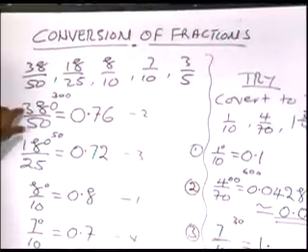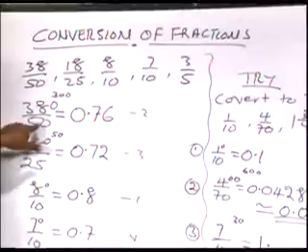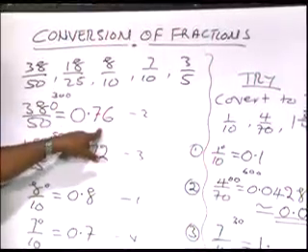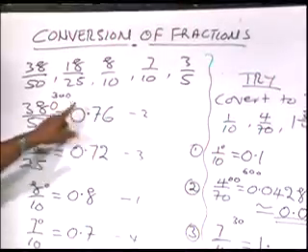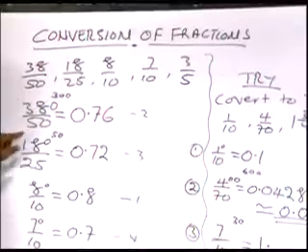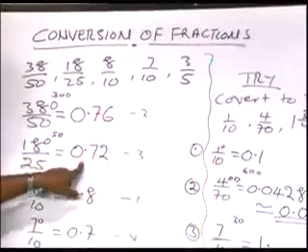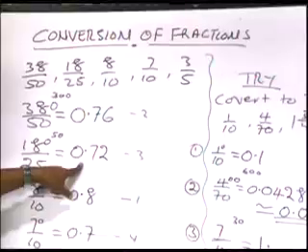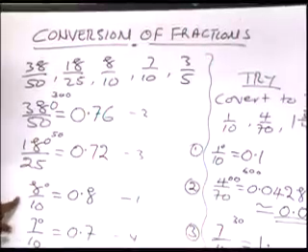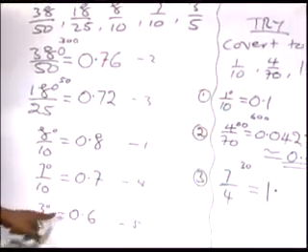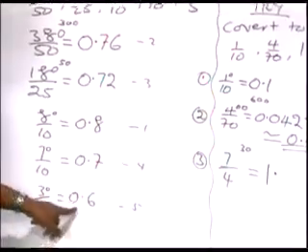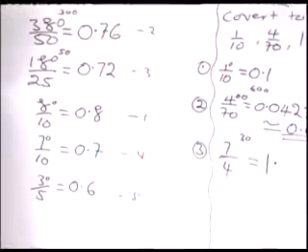Now, we have seen that 38/50 was converted in this process by having 0.76 as the decimal equivalent of 38/50. The same thing, 18/25 has a decimal equivalent of 0.72, while 8/10 has a decimal equivalent of 0.8. 7/10 had a decimal equivalent of 0.7, and 3/5 had a decimal equivalent of 0.6.